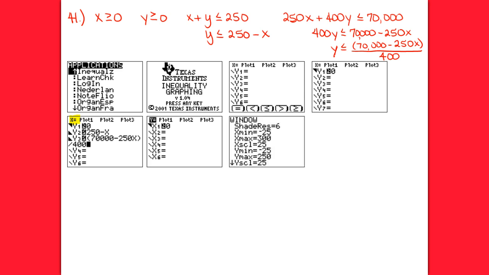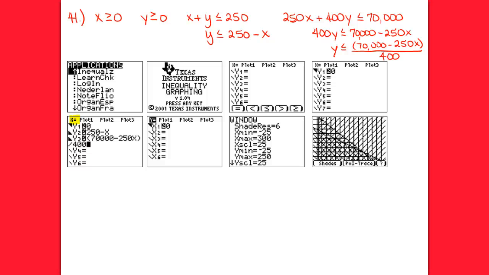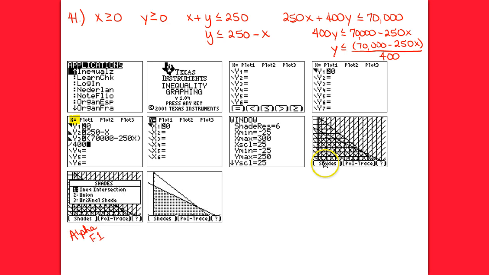All right, so now that I've got all of my inequalities in, we went in and set our window to be the same as it was when we were graphing this by hand. And so we got our graph. We were able to watch it come in and graph each of those inequalities one at a time in a different direction, just like we've been doing. We also were able to go back and show the inequalities intersection by choosing shades, which was alpha F1, and then choosing the very first option there, inequalities intersection.